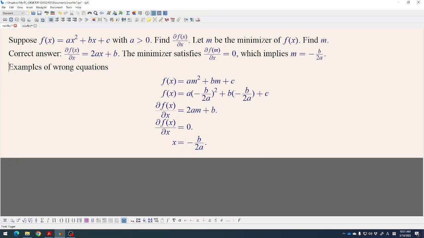In this example, you may think these wrong equations are obviously wrong. I believe you understand what I wanted to say here. You make the same mistake in this way, and I will explain that later.